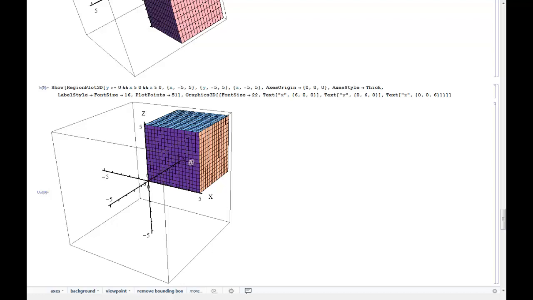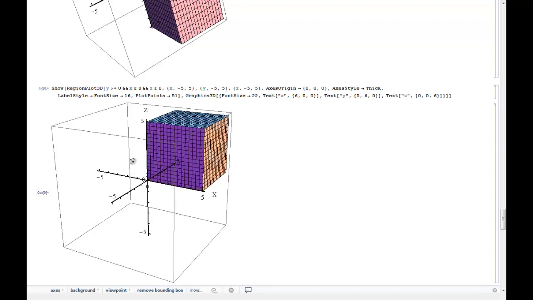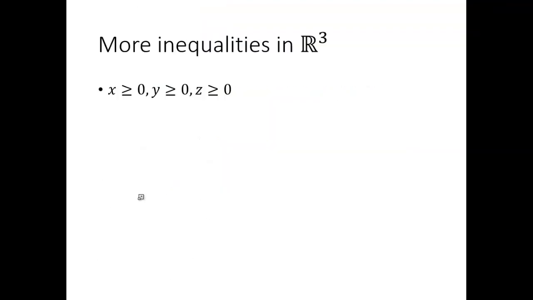So it would take 8 of these to make up the whole of R3. You'd have one with x, y, z positive, one with x and y positive and z negative, one with x negative, y positive, z negative, and so on. You can pick 2 choices for x, positive or negative, 2 for y, and 2 for z: 2 times 2 times 2 gives you 8. In any case, 8 of these would form the whole 3-dimensional space, and the word we'd use for that is the first octant.